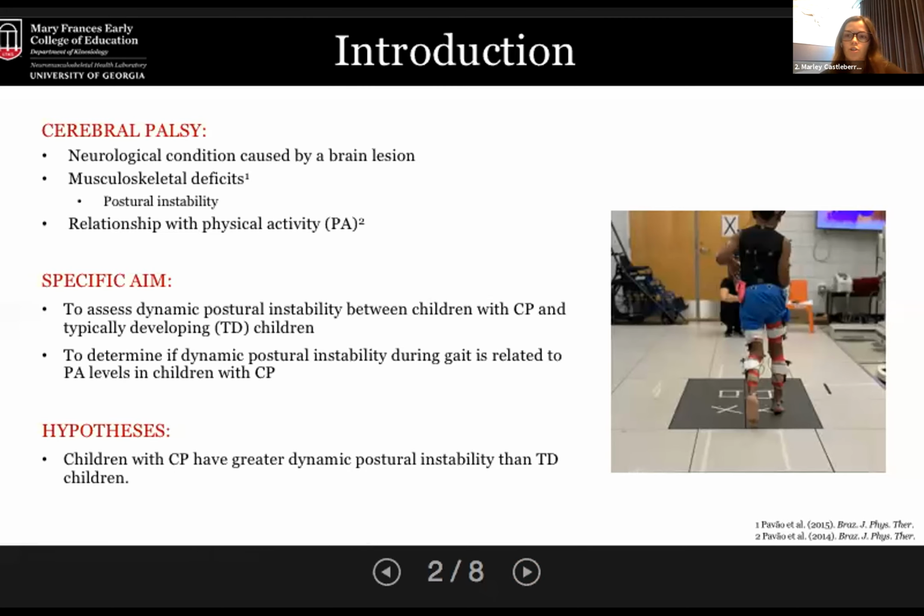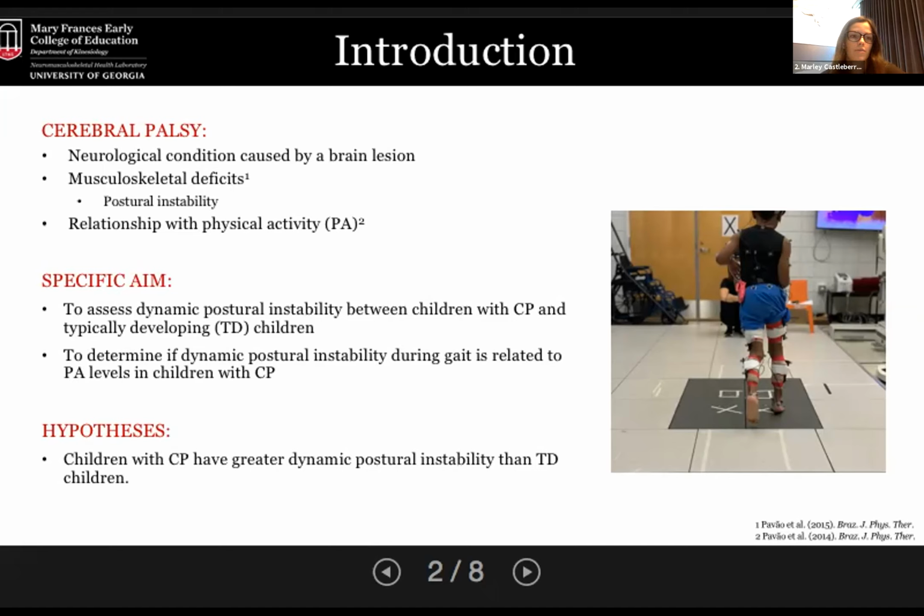Cerebral palsy is a neurological condition caused by a brain lesion. It is associated with musculoskeletal deficits, which can lead to postural instability. Previous studies have suggested that static postural instability is negatively associated with physical activity. However, the relationship between dynamic postural control and physical activity has not been evaluated in children with cerebral palsy.